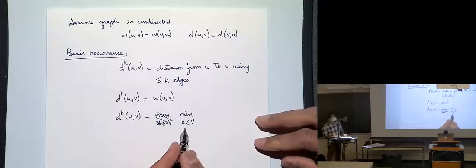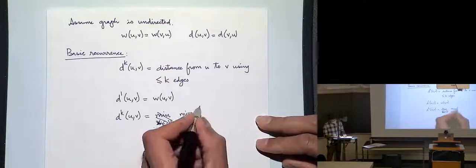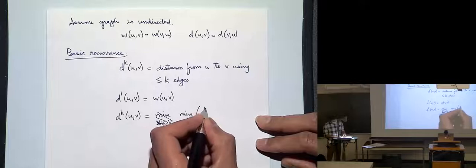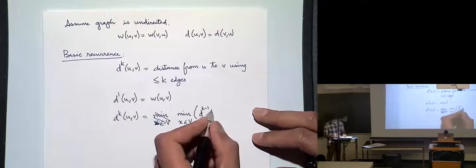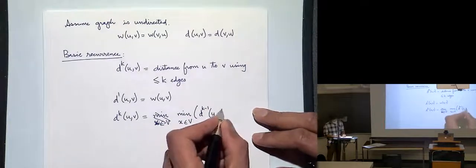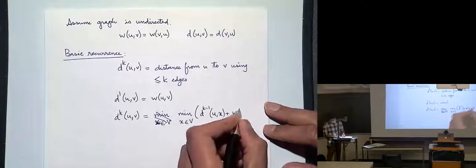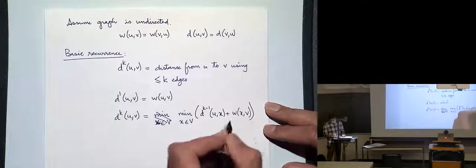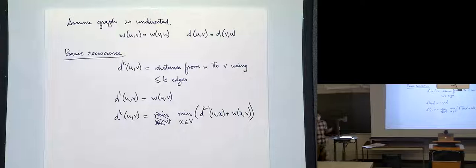Okay, so x, so you take the minimum over x of the distance of k minus 1 from u to x, plus the weight from x to v.